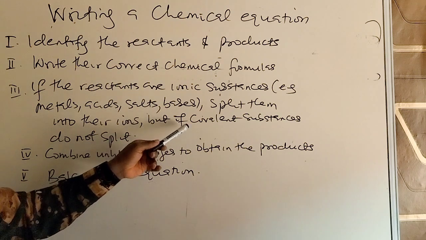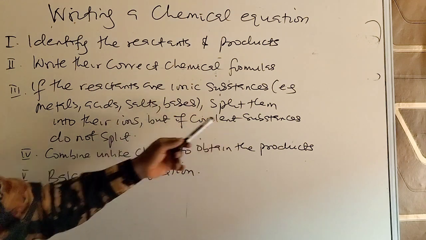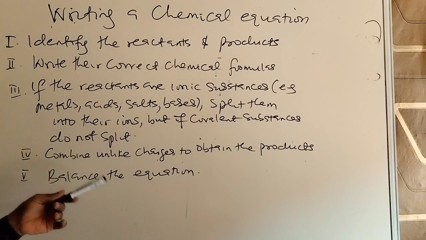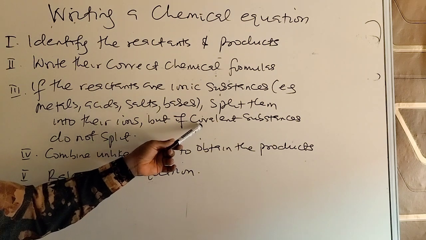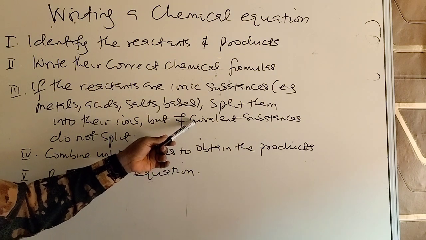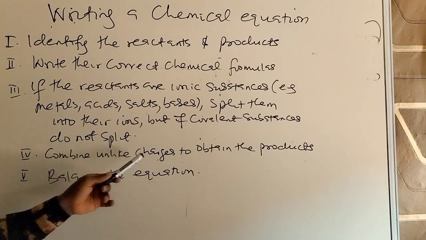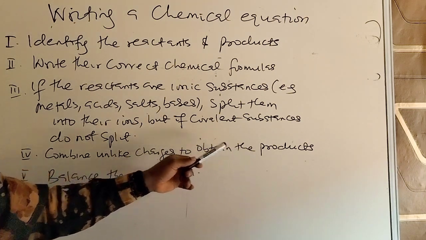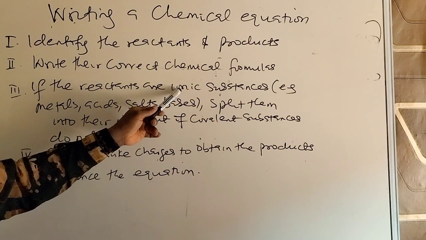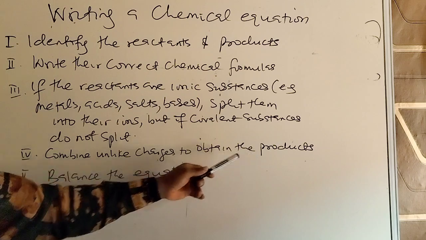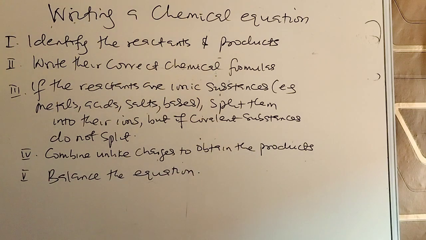But if they are covalent substances, do not split them, because covalent substances cannot ionize. Covalent substances are substances that contain two non-metals or gases. We say they're covalent. Then 4, combine the unlike charges to obtain the products. That is, when you ionize the ionic compounds, you combine them to obtain the products and then balance the equation.